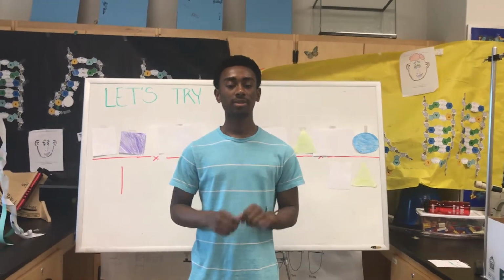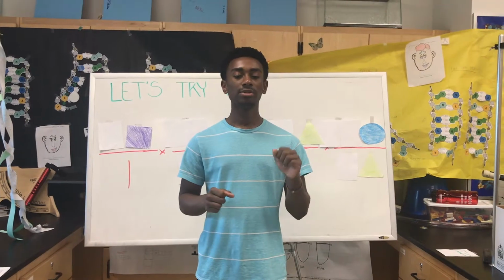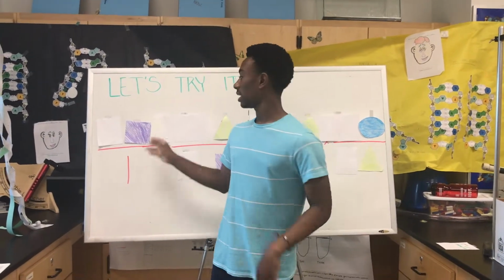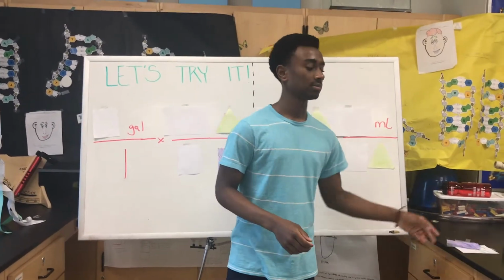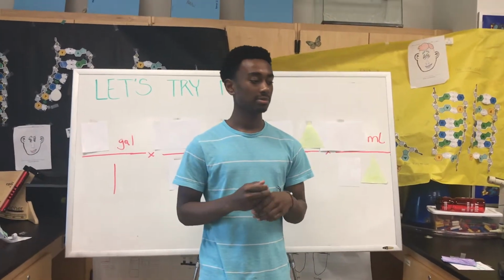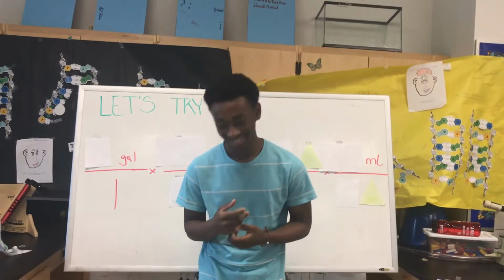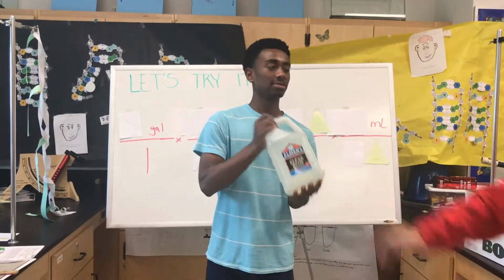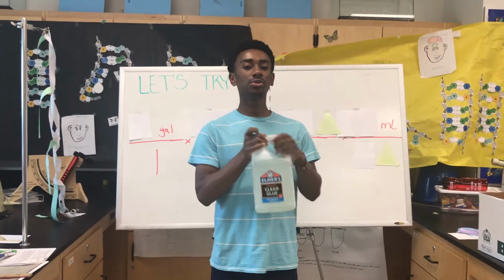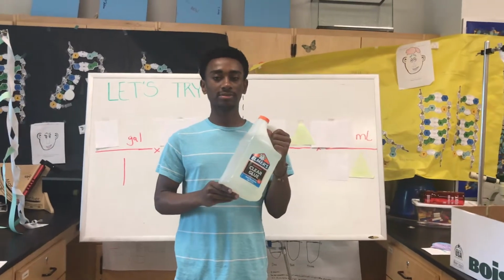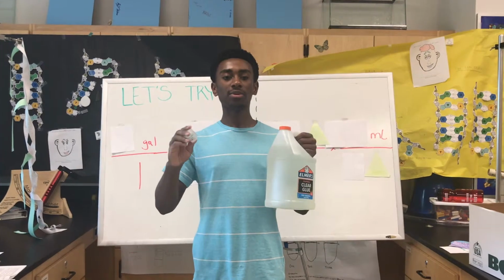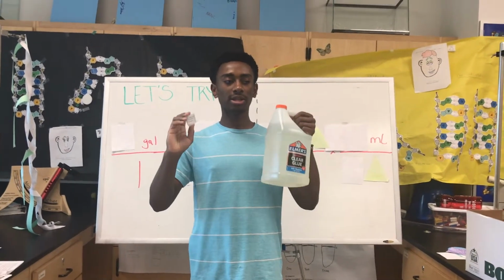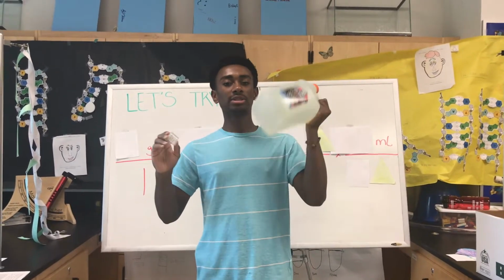Now let's try it with a real world example using real numbers and real units, going from gallons to milliliters. Let's say you have 2 gallons of Elmer's glue and a 20 milliliter cup, and you want to find out how many of these 20 milliliter cups are in this Elmer's glue.